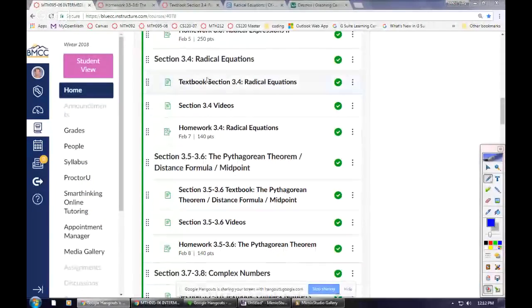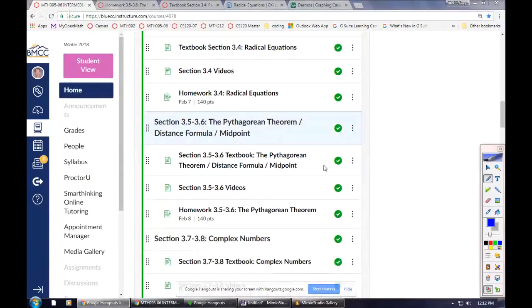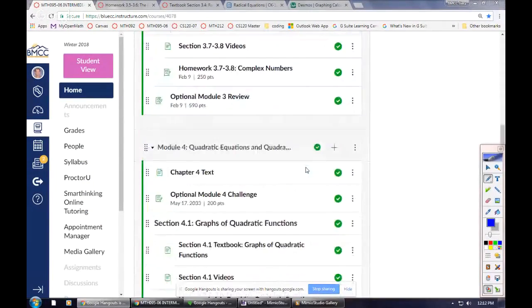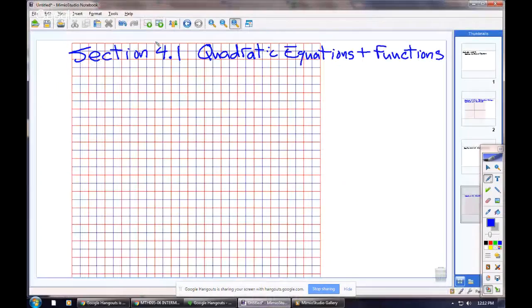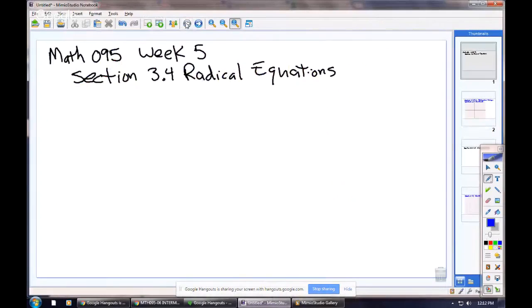Here we go. So week 5, we're playing around with radical equations, Pythagorean theorem, complex numbers, and then we're going to start chapter 4 and take a look at quadratic functions. So radical equations. Those are any kind of equation that has a square root or a cube root or anything like that in it.